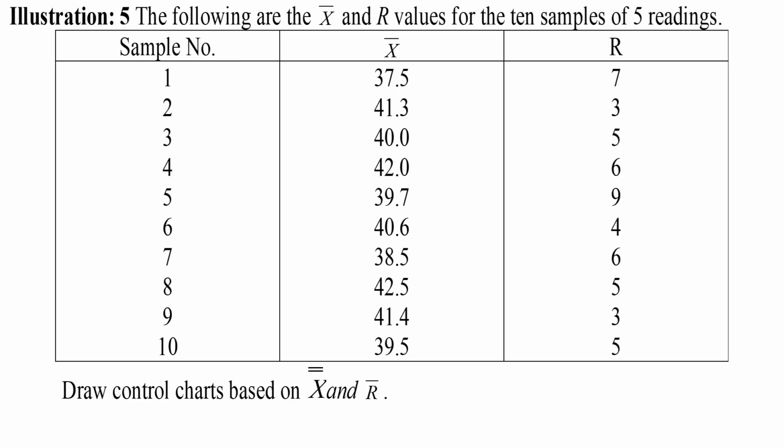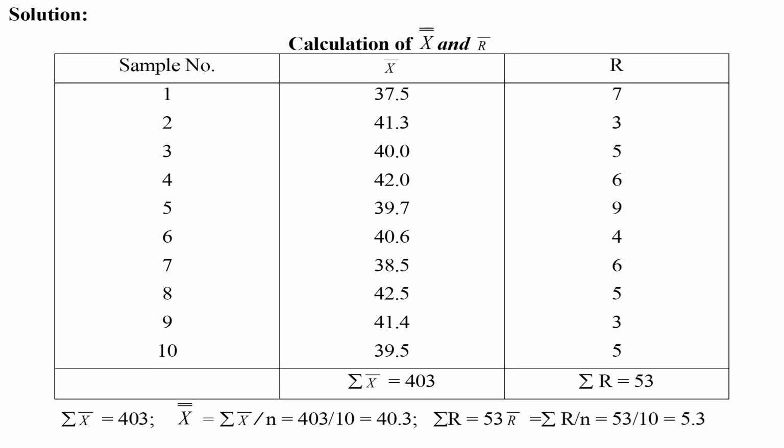Illustration 5. The following are the X bar and R values for the 10 samples of 5 readings. Draw control charts based on X double bar and R bar. Solution. Calculation of X double bar, that is grand mean, and R bar. 3 columns table should be prepared. The values given in the illustration should be written.